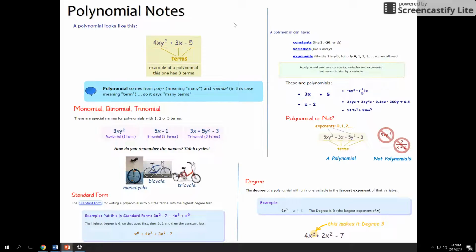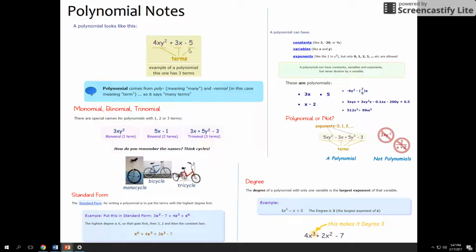What you have on your notes that you were given and what you are looking at on the screen are the same, so you can follow along on your notes as I talk you through what you are seeing. First of all, here's a definition of a polynomial. It says a polynomial comes from the prefix poly, that means many.